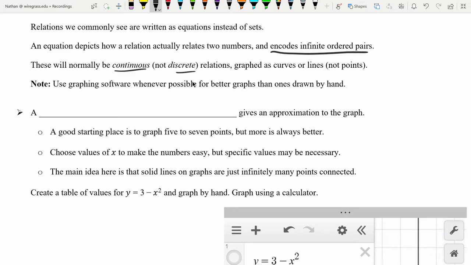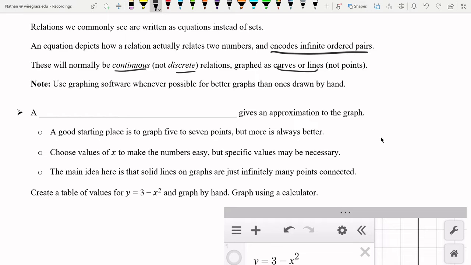When graphed, the previous relations that we've seen were graphed as points, but these kinds of relations will be graphed as curves or lines. Any kind of line that you draw is going to be a continuous relation. And really, you need to use graphing software whenever you're trying to draw these things out. There's never a reason to draw by hand unless you're really strapped for time or you don't have a computer near you.